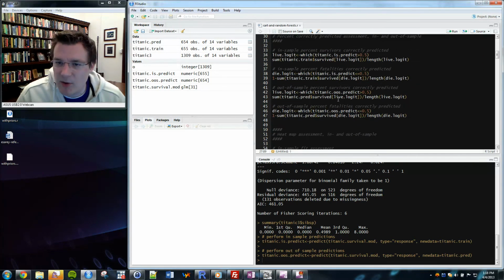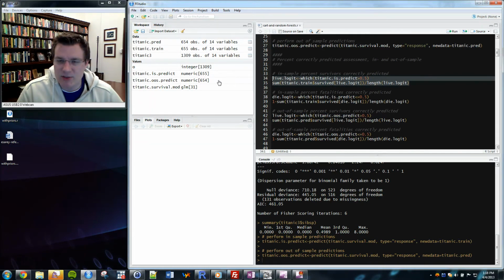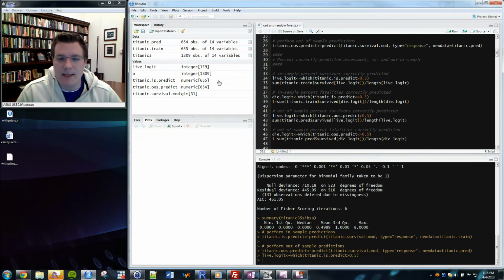So the percent correctly predicted fit statistic is pretty simple. All I have to do is just pick a threshold, a cutoff, and decide which of the predictions are less than or greater than the threshold I've picked. So in this case, I'm predicting survival for anyone who has a probability of survival of greater than a half.